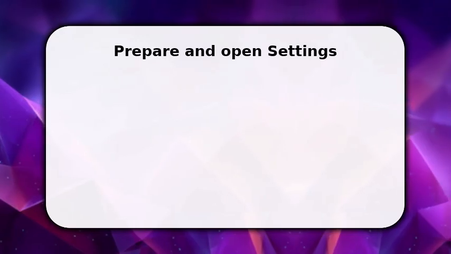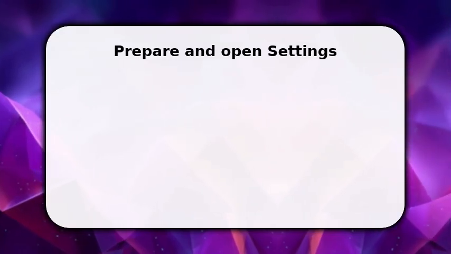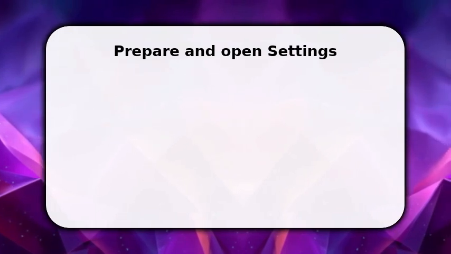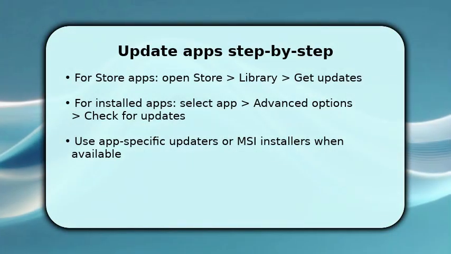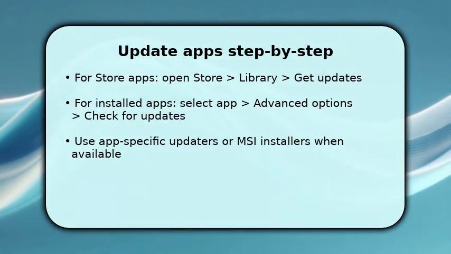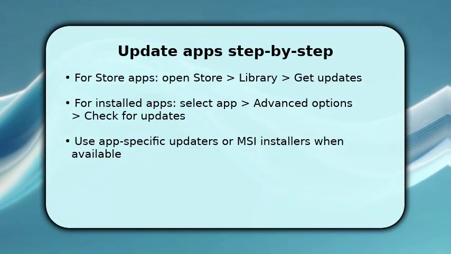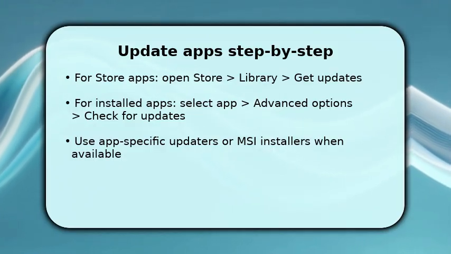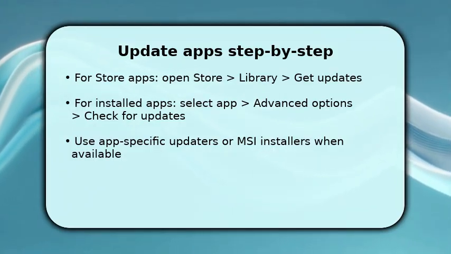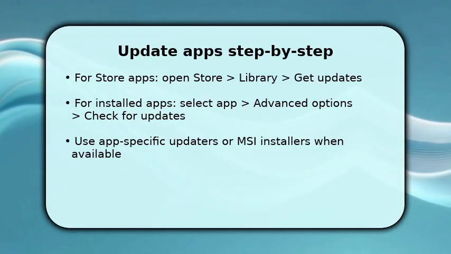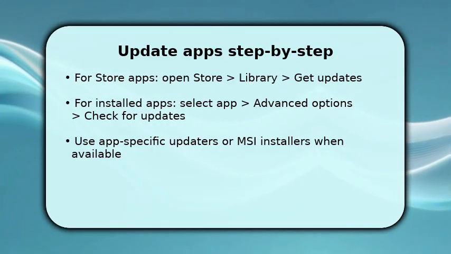Now locate the app you want, search or scroll, so you can begin updating without delays or permission hurdles. You proceed by choosing the correct update method. In Microsoft Store, open Library and click Get Updates to fetch all store app updates. For traditional installed apps, in Apps and Features select the app, choose Advanced Options, and use Check for updates if present. Otherwise, run the app's built-in updater or download the latest MSI/exe from the vendor.